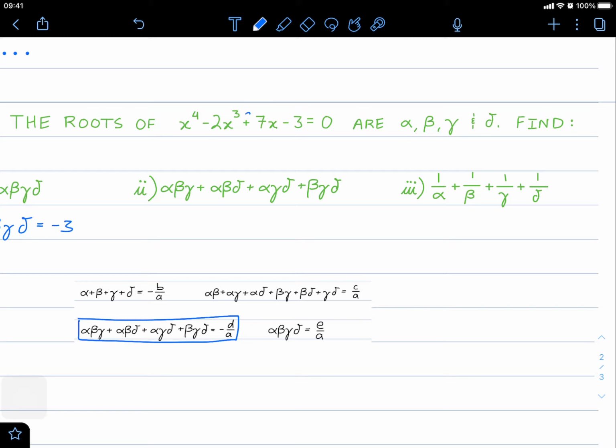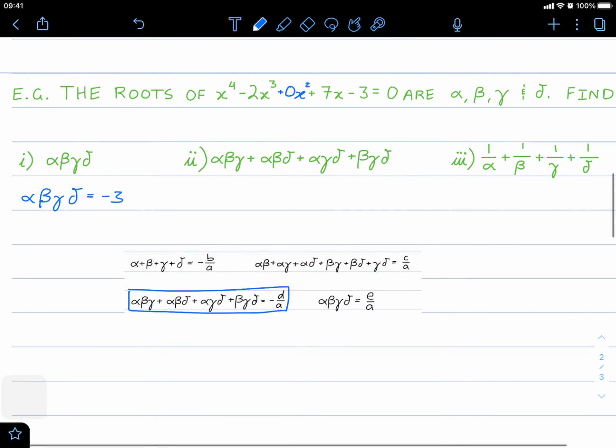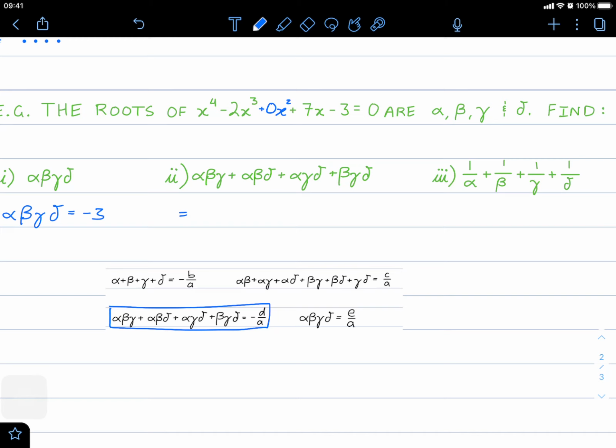Well, notice how there's a 0x squared there. So there's a little hack there. That's going to be plus 0x squared. So that's going to be A, B, C, D, and then E. So for this one, it's going to be -D on A. So -7 on 1, which is just -7.